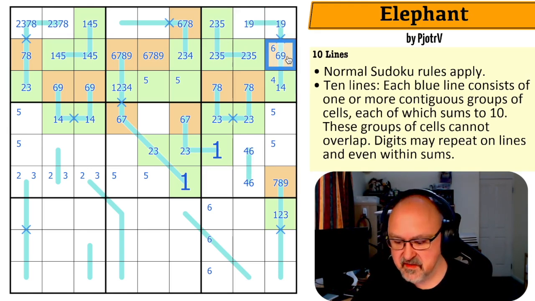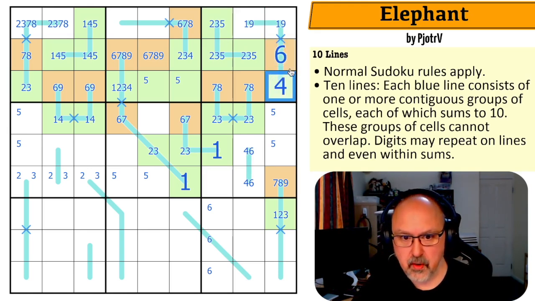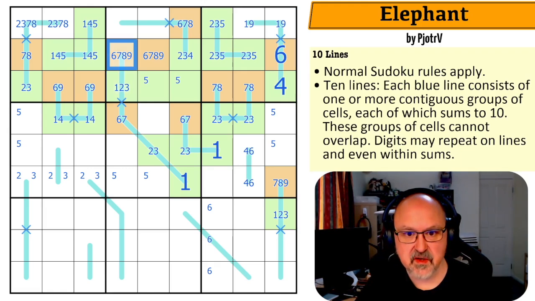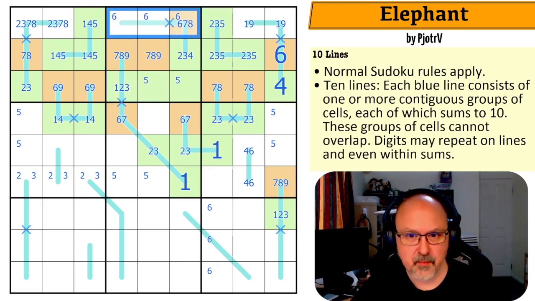This is the 6 and this is the 4. There's no 4 there, so there's no 6 there. There's no 6 there either. 6 has to be at the top along here. The 1, 9 takes 1 out of here.